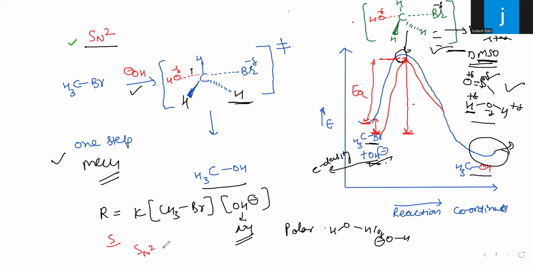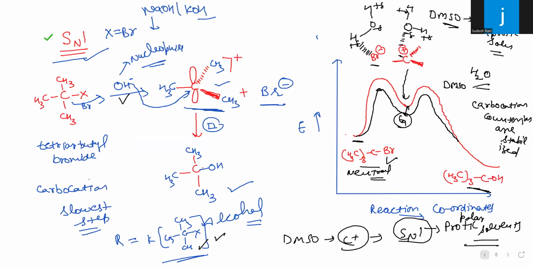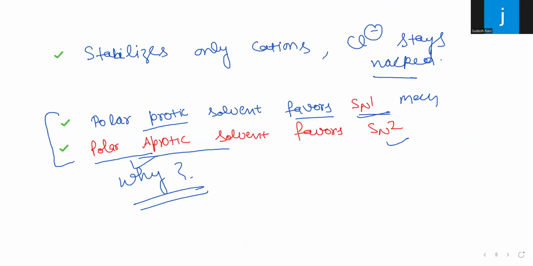So SN2 is favored by only, sorry, polar aprotic solvent. So this was today's lecture about polar protic and aprotic solvents.